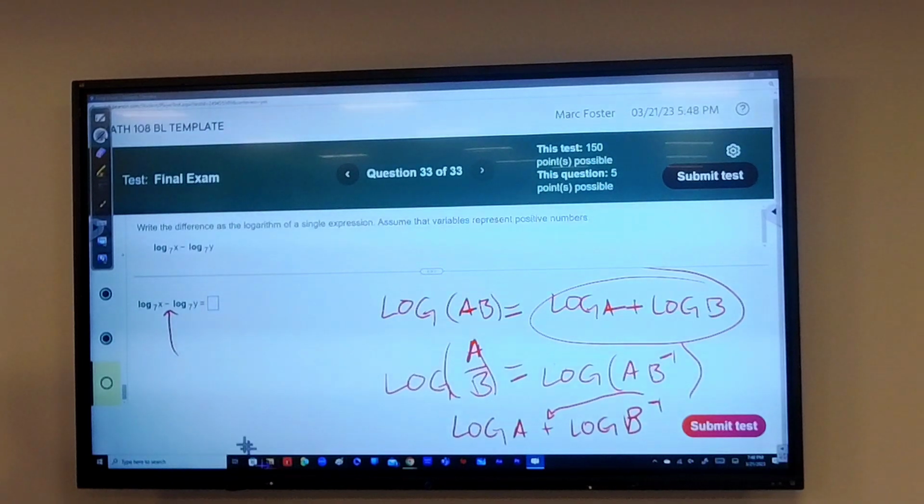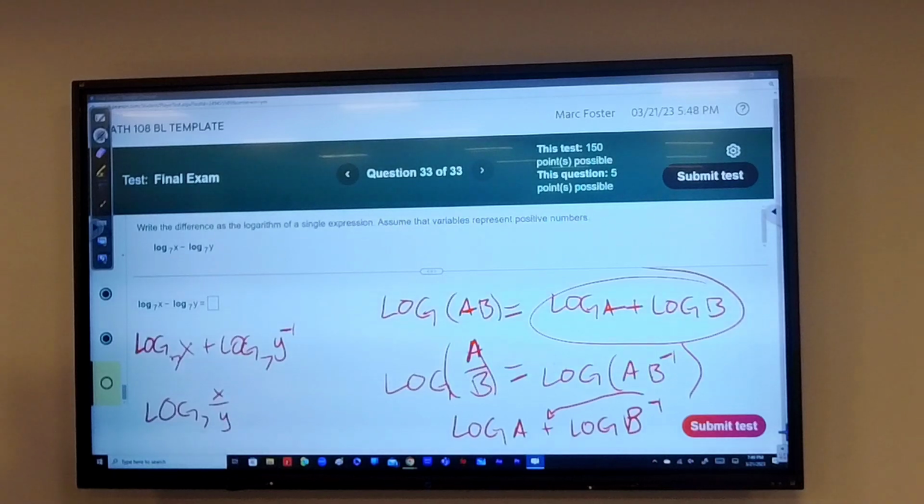You got a minus there. So trace it back, what would happen? I would never, but can, write that this is log base 7 of x plus log base 7 of y to the minus 1. So then it would be log base 7 of x over y.